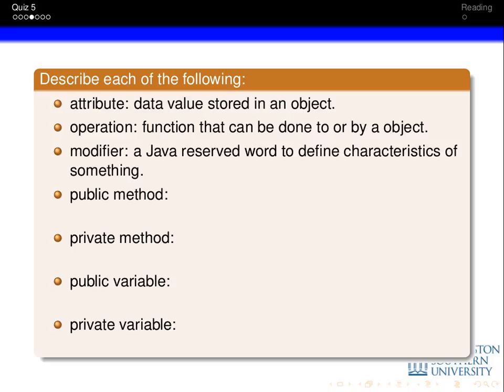All right. So it's a reserved word in Java to define the characteristic of something. For example, public is a modifier. What would be a public method? A method accessible to us, right, throughout the entire program.